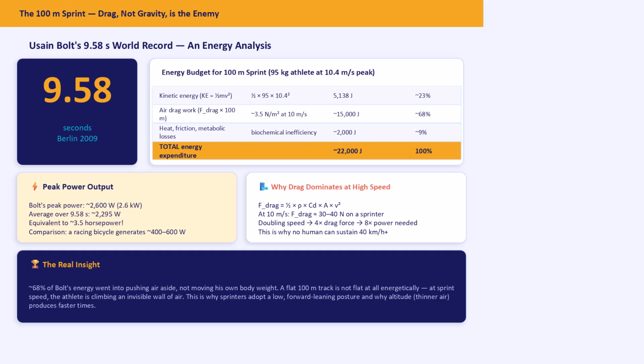And this is why Bolt's crouching start and upright mid-race posture were carefully optimized to minimize his frontal area. His peak power output reached 2,600 watts, approximately 3.5 horsepower. A human being for a fraction of a second.